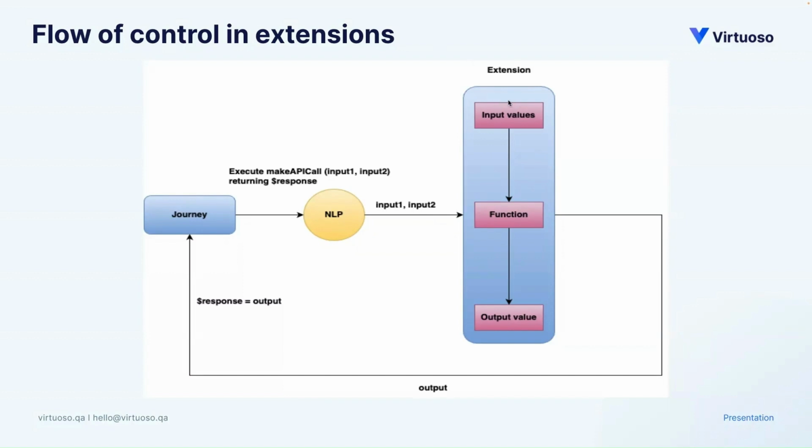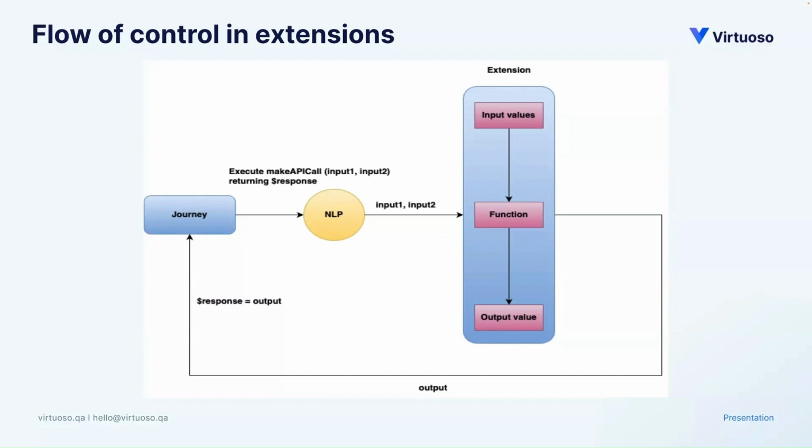The input values are then processed in the function. The function does all of the complicated or the simple processing, whatever it is. It could be a sum of numbers, it could be complex API calls. At the end of it all, it returns the output value. And that is what the extension does. That is where the extension stops working.